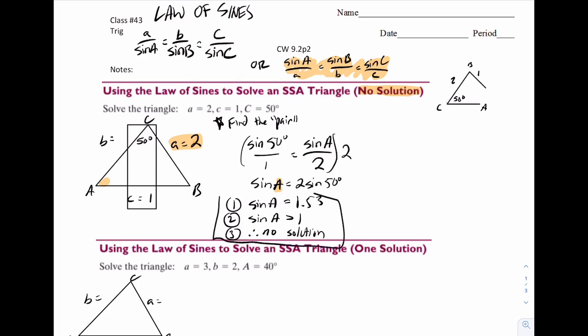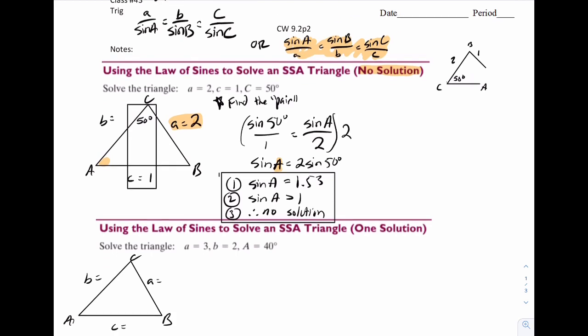Okay, so for no solution problems in your homework, make sure you follow these 3 steps. You establish what the sine value is, you state it's greater than 1, therefore there must be no solution. And those are pretty fast. Let's go to example 2.